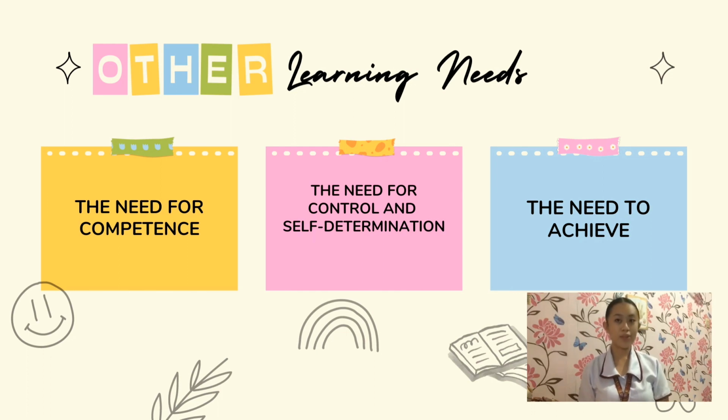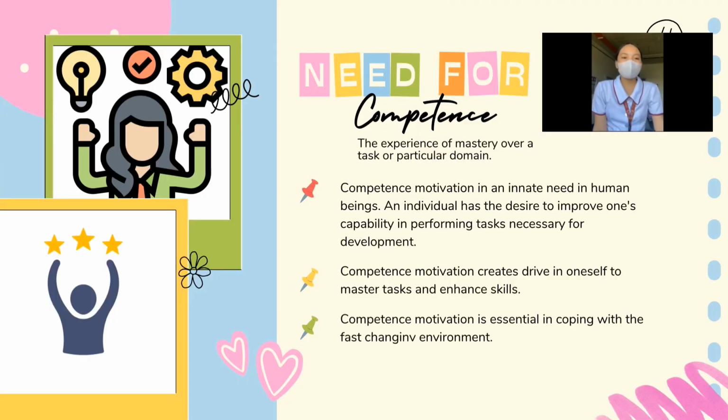Now we will proceed to the other learning needs. We have the need for competence, the need for control and self-determination, and the need to achieve. And it will be discussed by the following reporters. Need for competence. The need for competence fuels persistent, sustained effort and attention, and the determination to improve. It is the reason people generally prefer tasks that are challenging rather than boring or easy. In other words, the need for competence drives the desire to seek out optimal challenges.